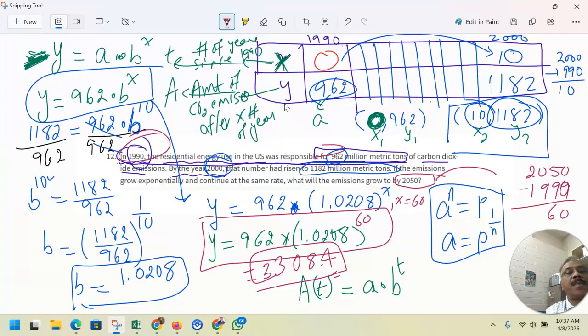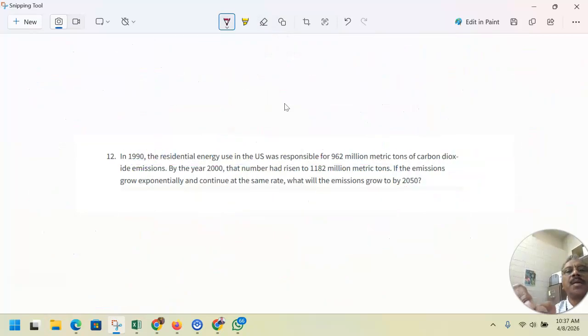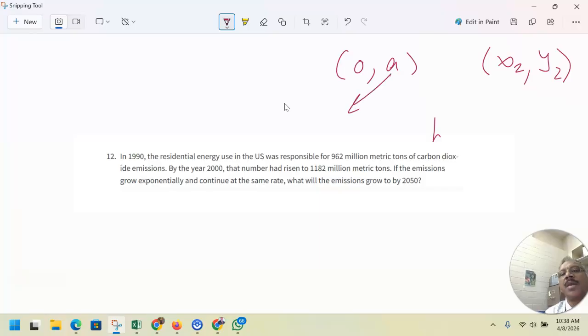Now, the question is, is there a shortcut? Many will ask, is there a shortcut? Those of you who understood, I'm going to show you a shortcut here. If you have a point (0, a) and another point is given, maybe (x2, y2), you already know a because they give it to you, and you want to know b. That b is always y2 divided by a, raised to 1 over whatever number they give you.